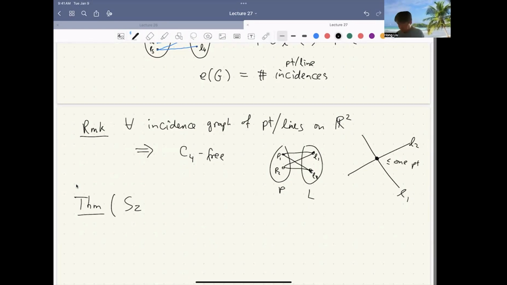Does it make sense? Usually for C4-free graphs, you have an n-vertex C4-free graph. We know the number of edges is of order of magnitude n to the 3 halves.